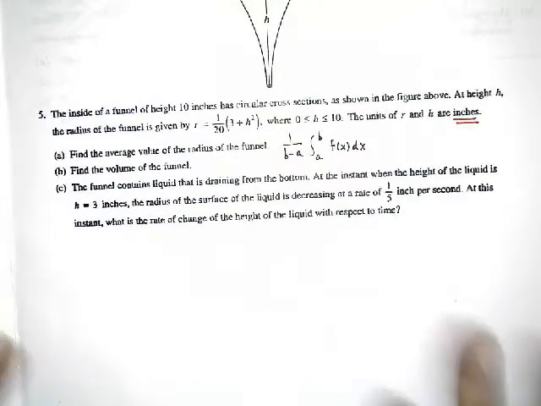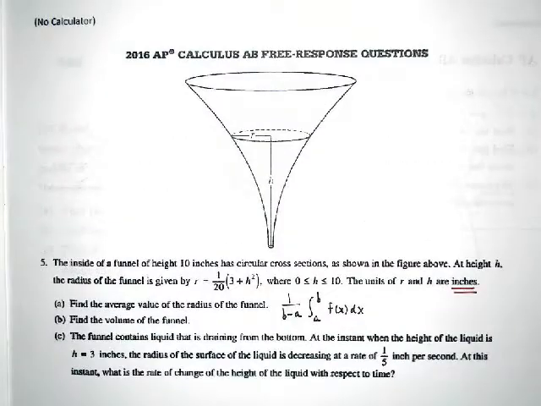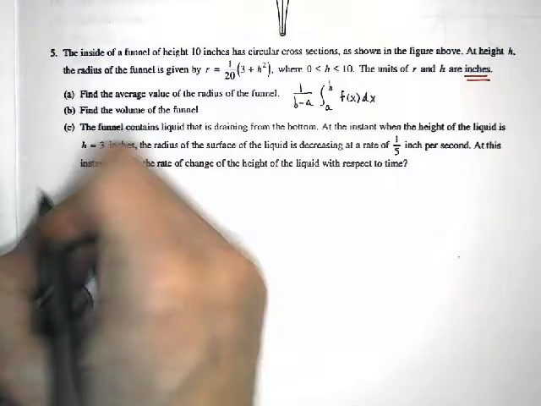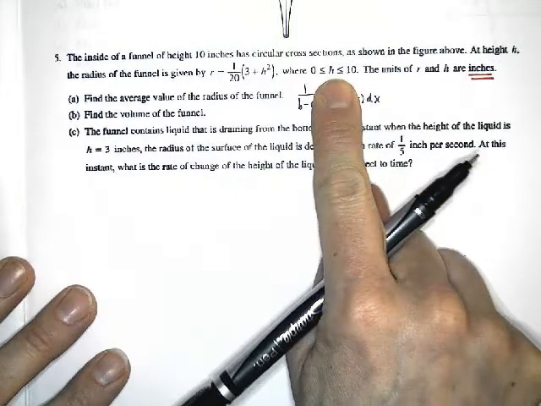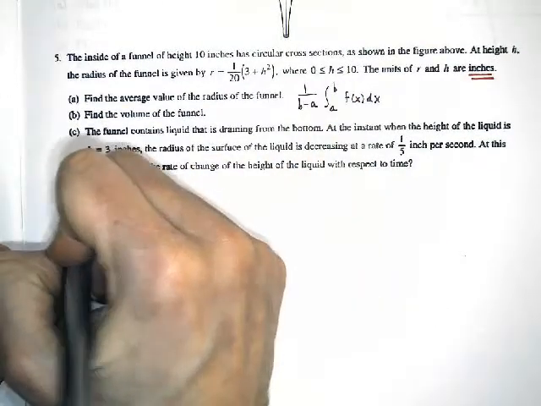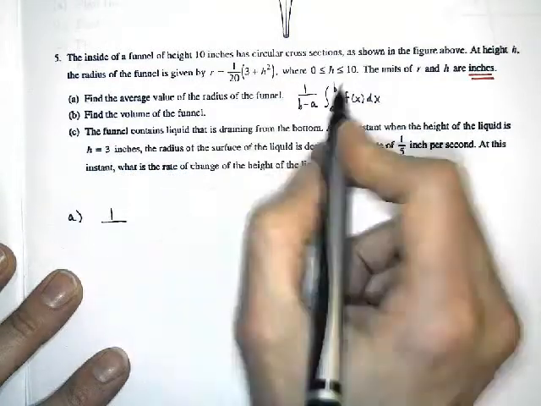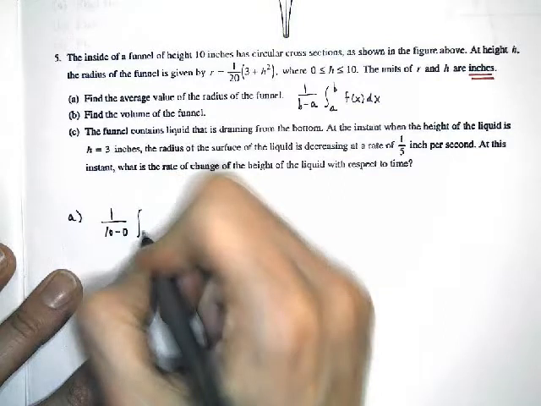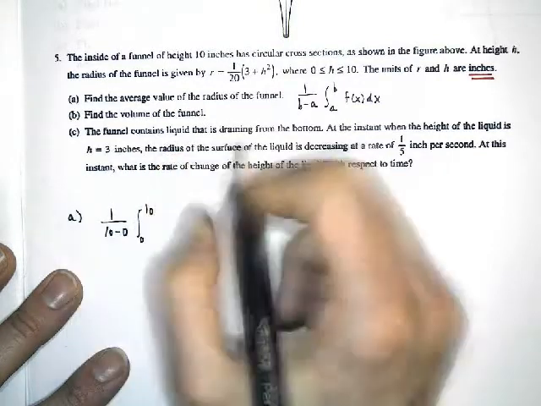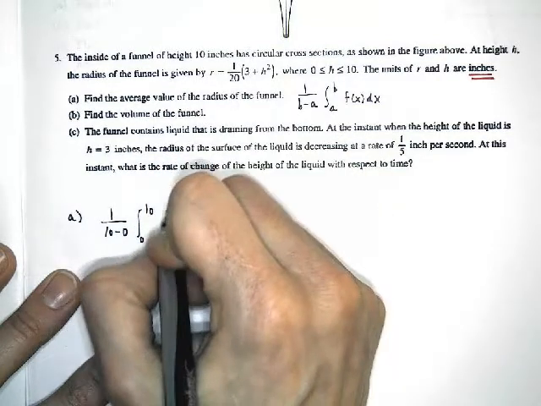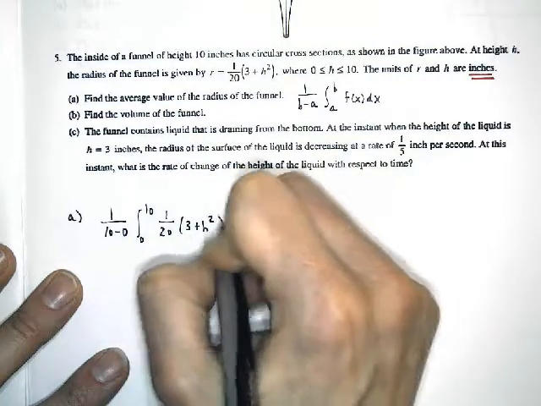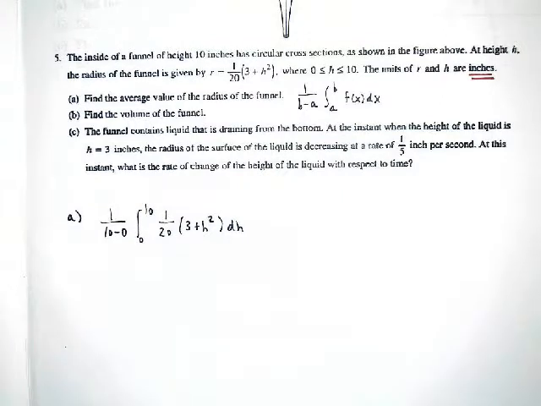So in our case, and I should have made note here, this is no calculator, so we're going to have to do some work on our own. So the average value here, it's defined h is between 0 and 10. So for part A, I'm going to have 1 over 10 minus 0 times the integral from 0 to 10 of my function here. So 1 over 20 times 3 plus h squared dh.